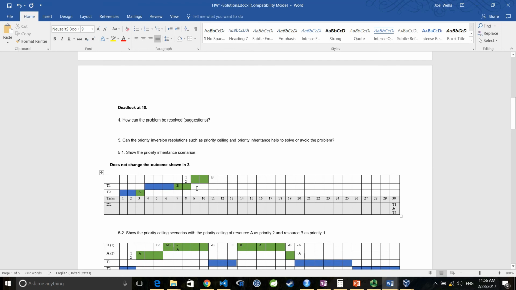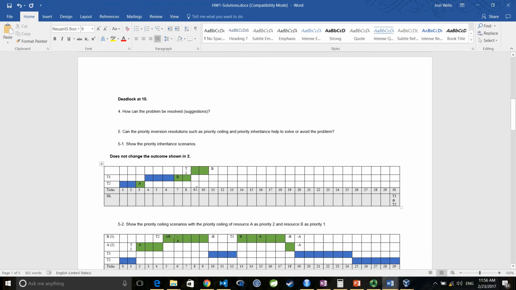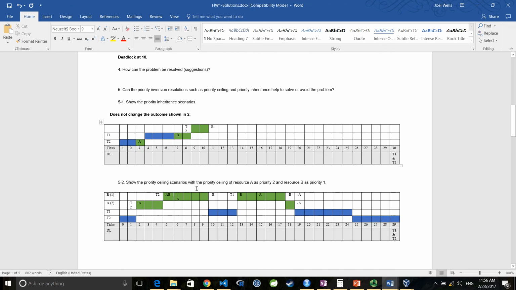Okay, can priority inversion resolution, such as priority ceiling and inheritance, help to solve the problem? Well, let's see, shall we? So here we are. Up to here, we look a lot like we did already in the first question, with no priority inheritance turned on. What happens that's different is that at this point, T1 asks for A, which is the resource that T2 has, and now logically at least, the priority of T2 is hoisted or elevated above the priority of T1.